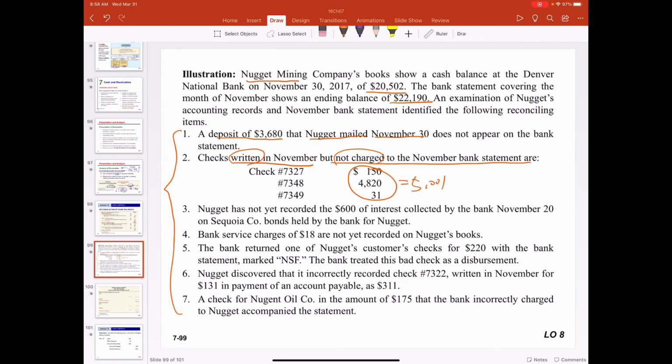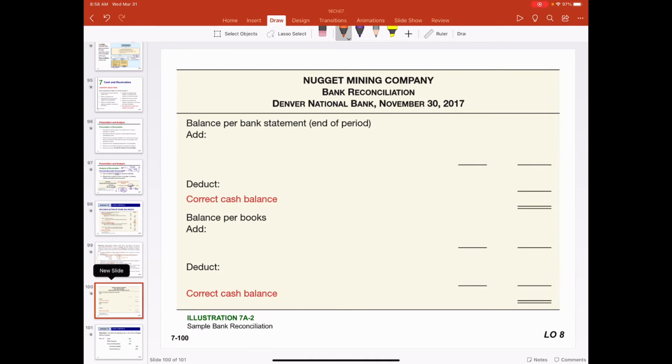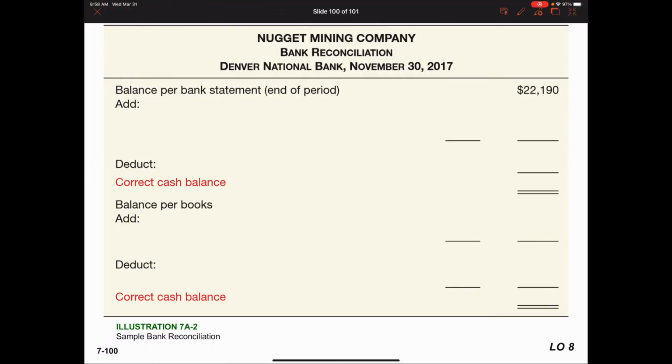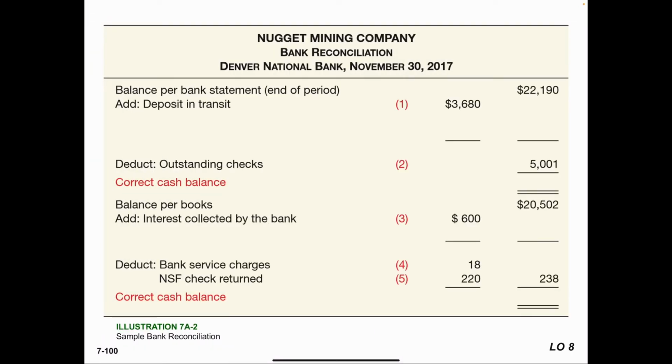The next one, bank service charge, $18, is not yet recorded on the Nargate. Yeah, so this is a charge by the bank, right? So that means this amount has been recorded by the bank, so we should adjust the firm's book. It is also a cash outflow because it is charged, right? Yeah, so let's see. $18 C, bank service charge. We make the adjustment to the firm's book.